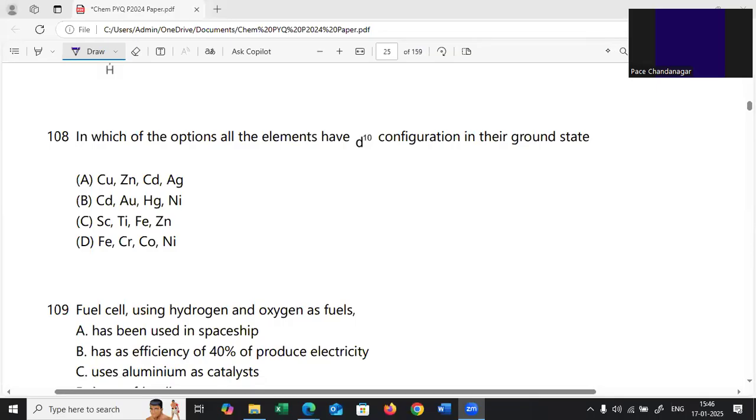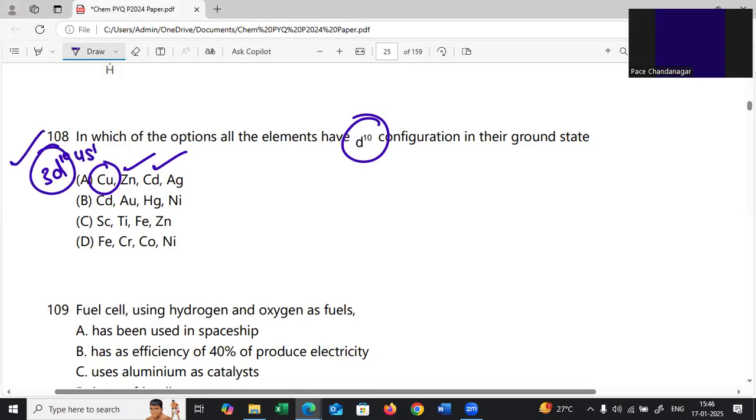In which of the options do all the elements have d10 configurations in their ground state? Zinc definitely has d10, cadmium definitely has d10. Then copper. Copper is also 3d10 4s1. Remember, copper also has an exception. 3d10 4s1, so copper also has d10.